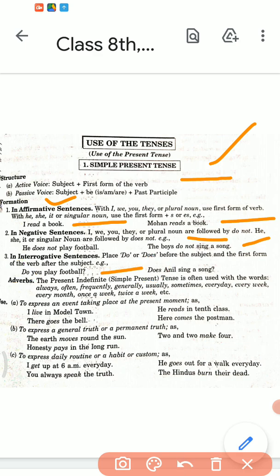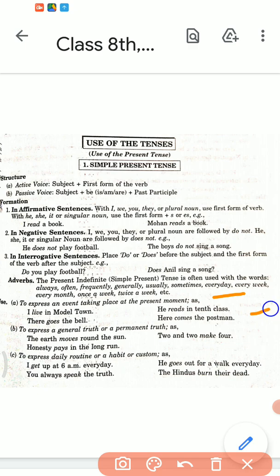Okay, now you see adverbs here. The present indefinite tense is often used with the words always, often, frequently, generally, usually, sometimes, every day, every week, every month, once a week, twice a week, etc. Now we will see its use to express an event taking place at the present moment. For example, I live in Model Town. He reads in 10th class. There goes the bell. Here comes the postman.